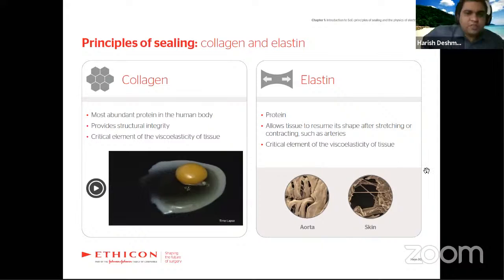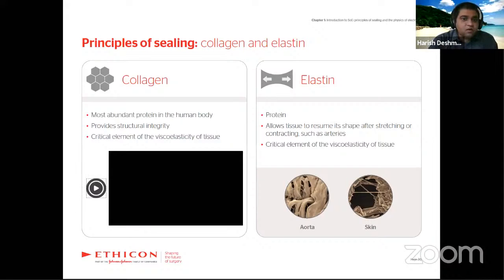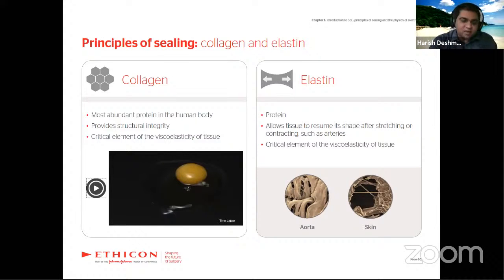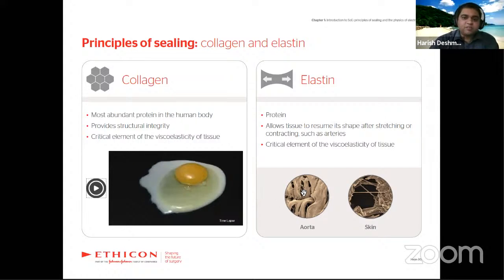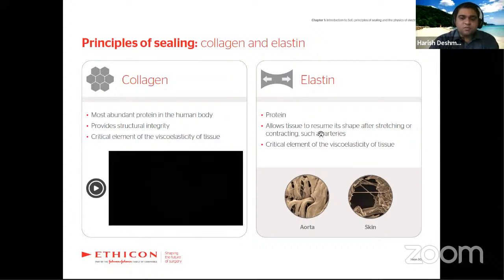So the collagen elastin ratio, which we were talking about: collagen is the most abundant in the body. If collagen is there, we'll have faster hemostasis and faster coagulation. But elastin actually reduces the possibility of sealing. Elastin ratios are very high in the aorta and even the skin.